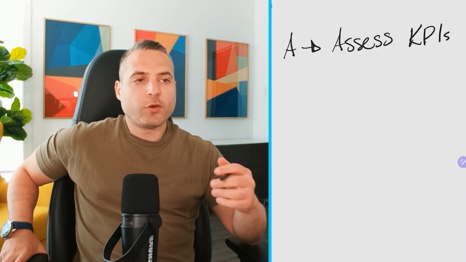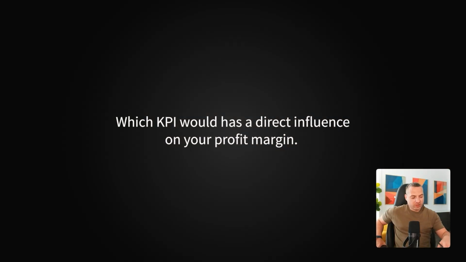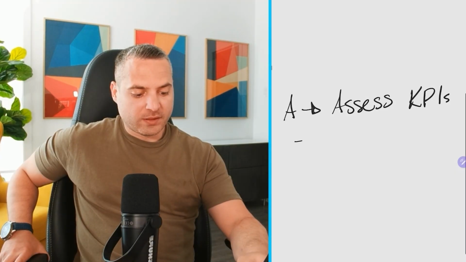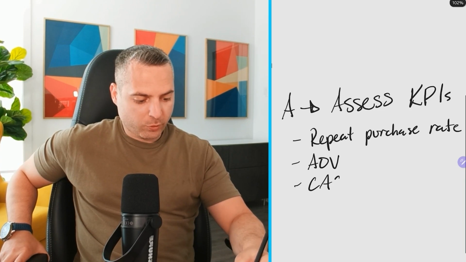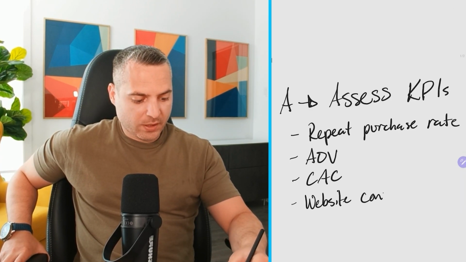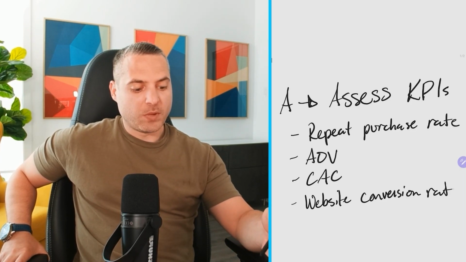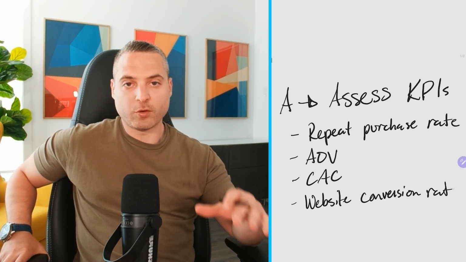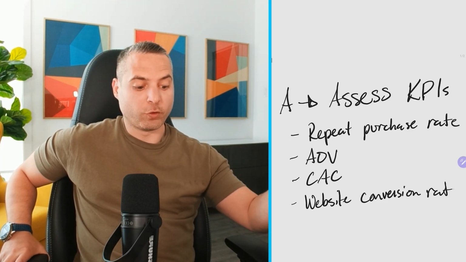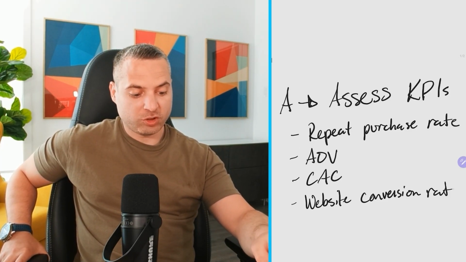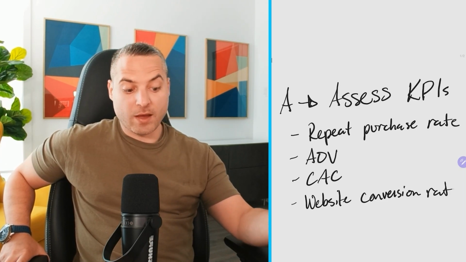Step number 2, the letter A of the Target Framework, is to assess KPIs. We have a goal and now we need to identify which KPIs have a direct influence on your profit margin. For example, repeat purchase rate, average order value, cost per acquisition, and let's say website conversion rate. Now that you have a list, depending on the size of your organization, maybe you would give those KPIs a specific owner by department. So let's say cost per acquisition, website conversion rate, and average order value.